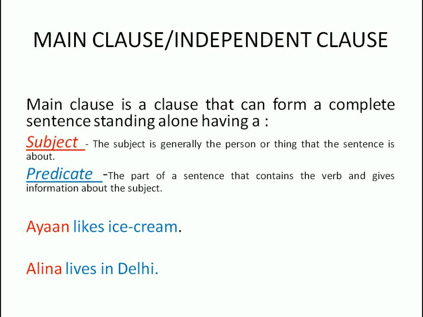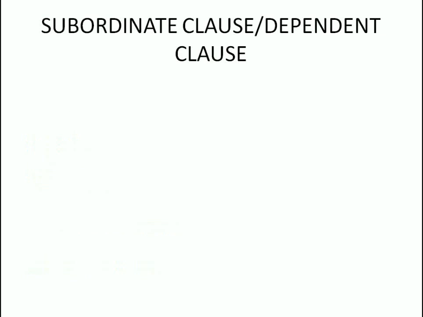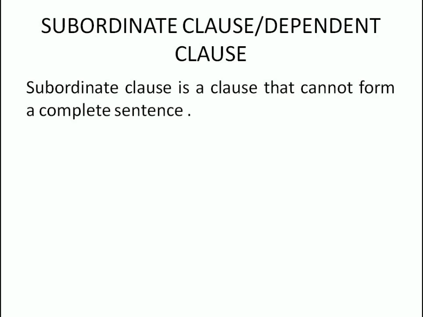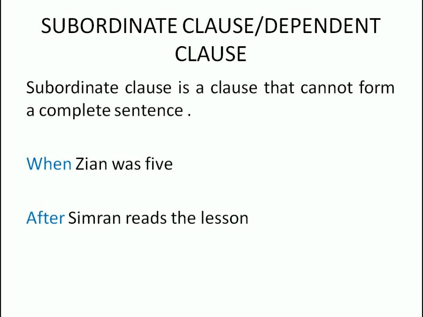But that's not the case with subordinate clause, which is also called as dependent clause. Subordinate clause is a clause that cannot form a complete sentence. Looking at these examples, when Zian was 5, after Simran reads the lesson. In both these sentences, there is a subordinator which has come before the subject.